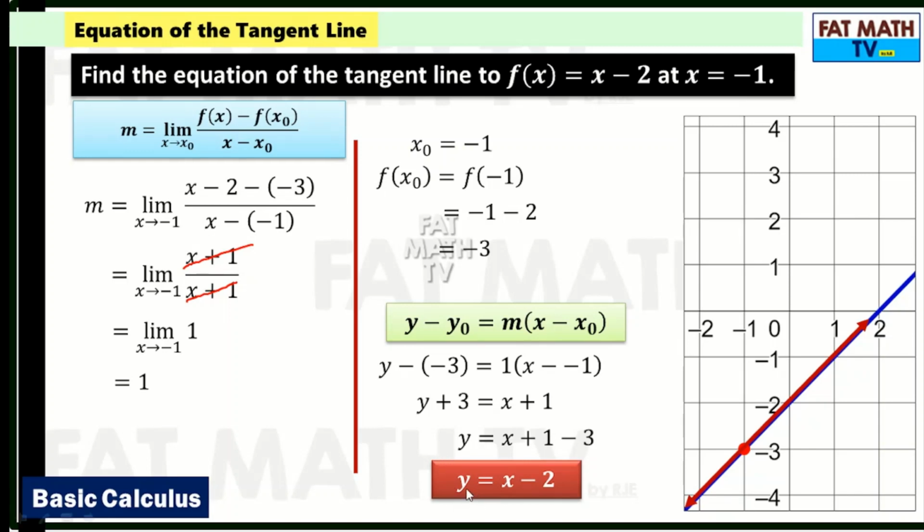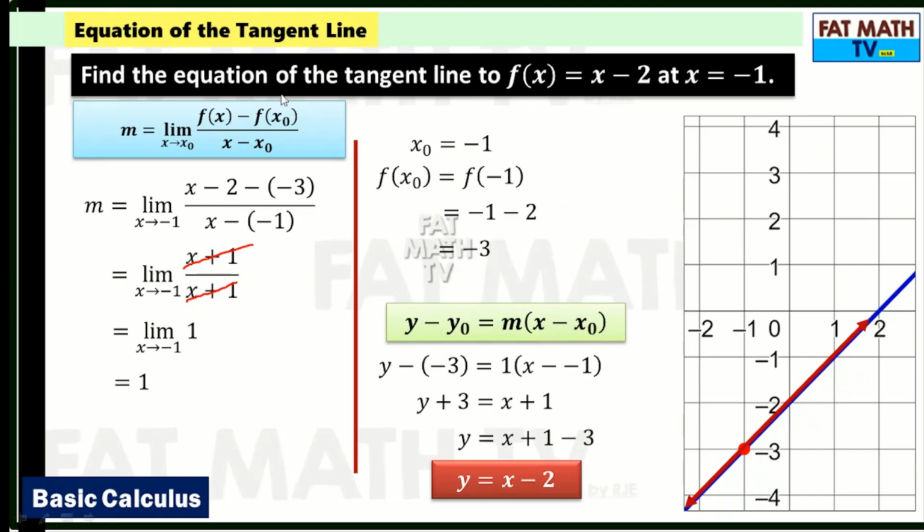So as what you can see here, y equals x minus 2 is the line tangent to the line y equals x minus 2. Because actually, the tangent line to a line is the line itself. It's always like that. Because the limiting position of all the tangent lines will be the same as the line. Because anyway, all the secant lines are also this line. So it's going to be the same line.